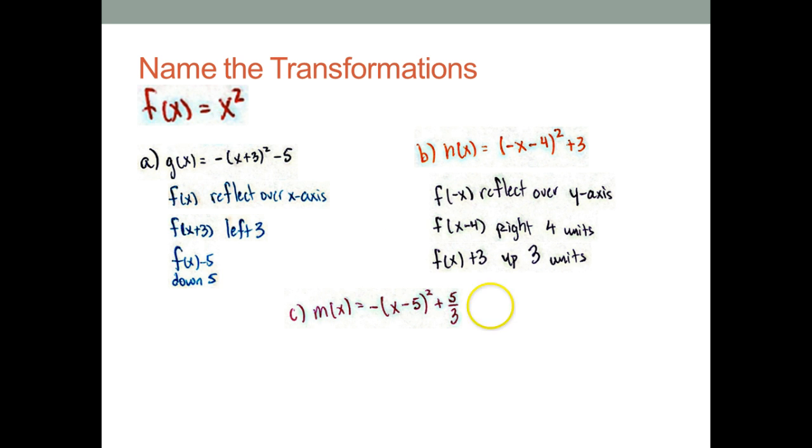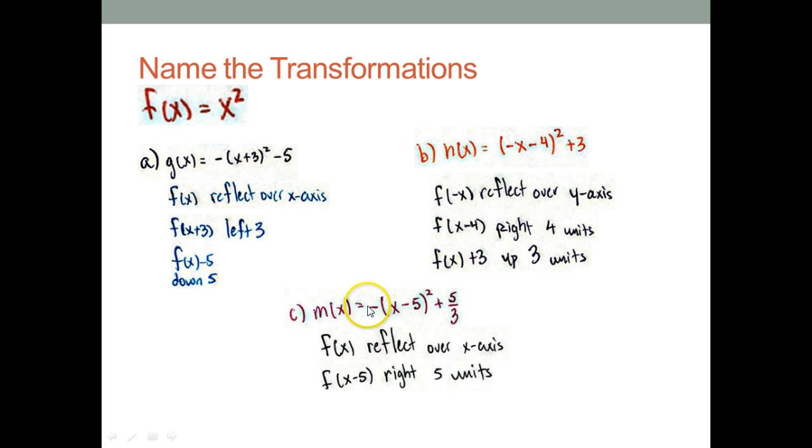It's m of x. Again, I'm going to compare it to the f. There's this change here, this negative, this -5, and this +5/3. If you pause the video, you can restart it now, and here we go with what each of those mean. It's reflected over the x-axis because I have the negative right here in front of the function. It is moved to the right because I have -5 to just the x. And this +5/3 means it has moved up 5/3.